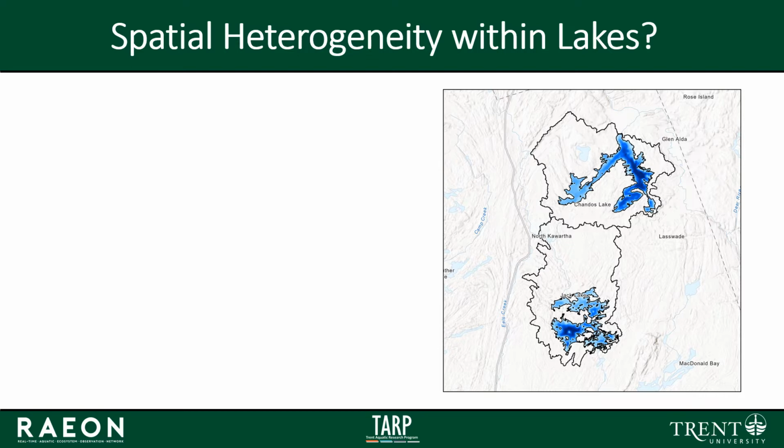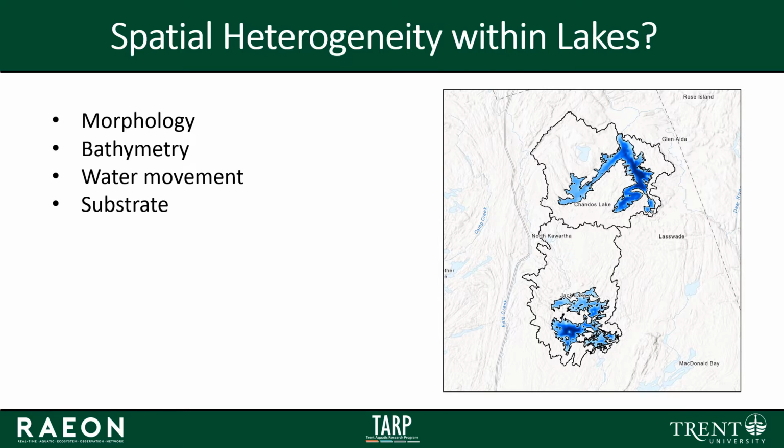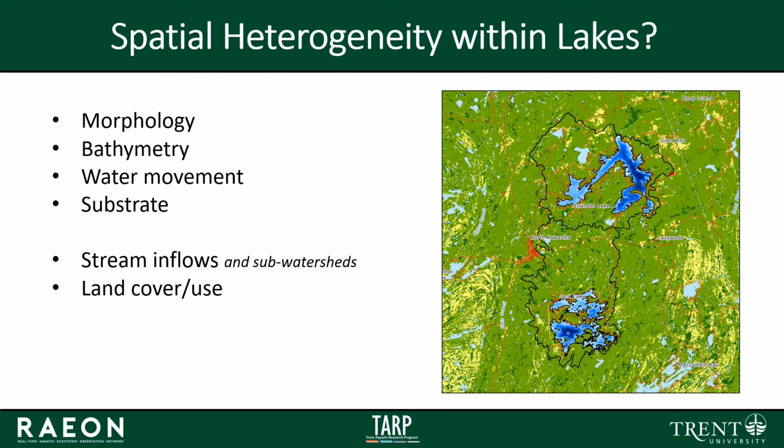Often we tend to think of lakes as singular units, and we often treat them that way when we sample them in broad scale environmental monitoring programs. But as you can see on this map on the right, lakes can be spatially heterogeneous. They can vary in their morphologies, bathymetries, water movements, and the substrate within their shorelines. Surrounding a lake, there can also be spatial heterogeneity in the stream water inflows, shoreline development, and the land use and land cover composition of their watersheds.